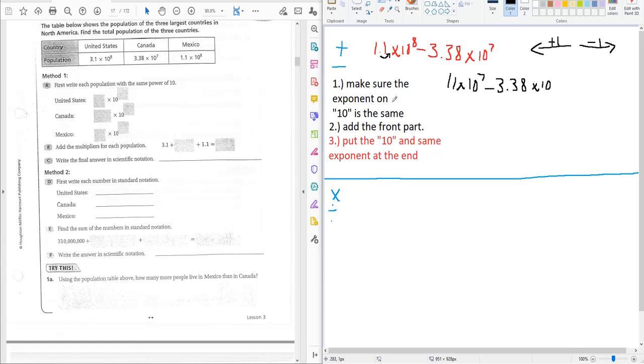So I did the first part. I made sure that the exponents were the same. I subtract the front part. It says add, but remember, add and subtract have the same rules, so just pretend it's subtract. So we have 11 minus 3.38.